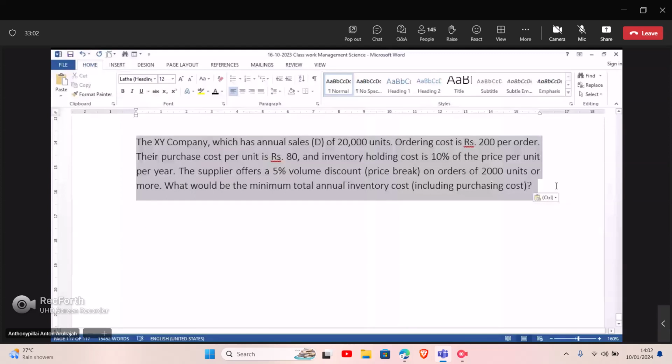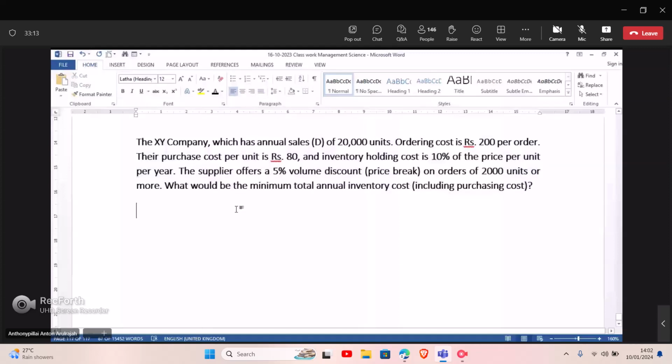Can you see this sum? XY company. Yes, sir. Right. So now it's a discount scenario. You have to carefully try it.